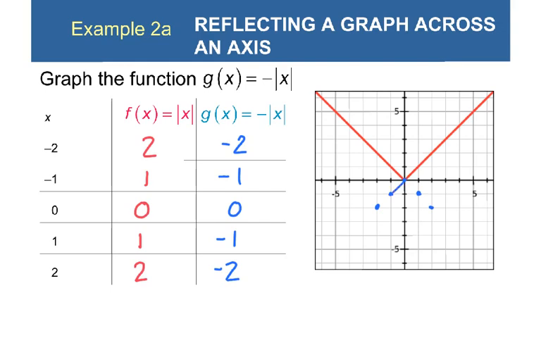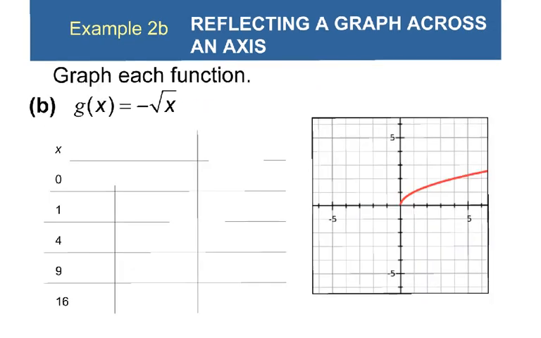It's going to look the same as the red one, but it is being reflected across the x-axis. So here, what we see is whenever we have a negative value being multiplied to our entire basic function, we have a reflection across the x-axis. Okay? So again, we're going to have a reflection across the x-axis.